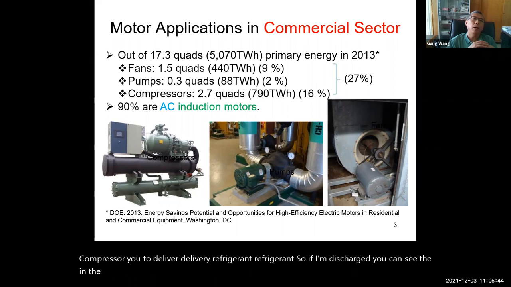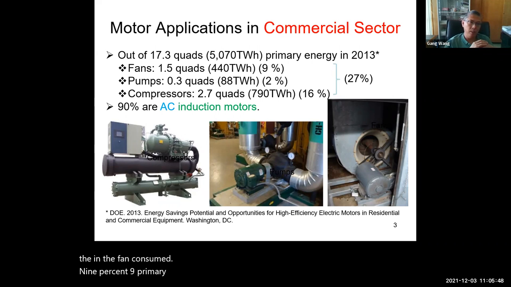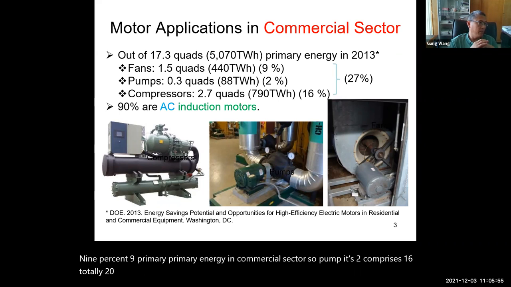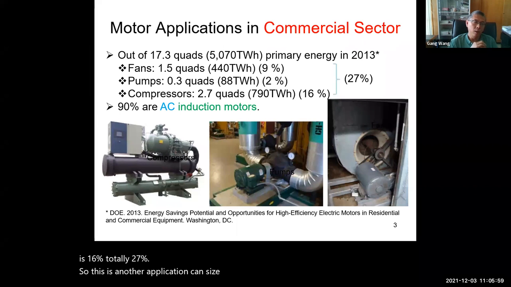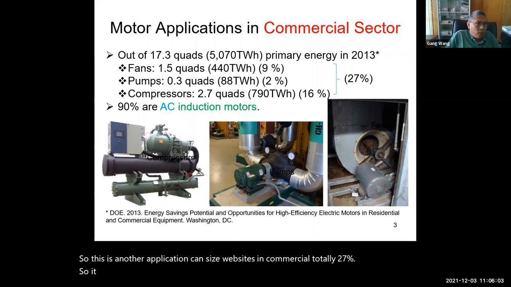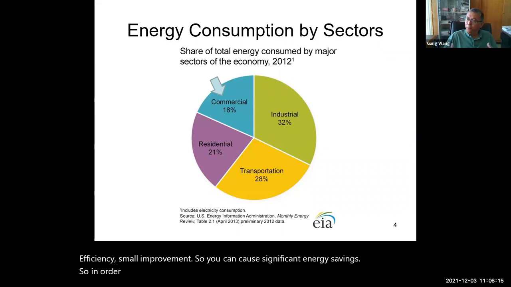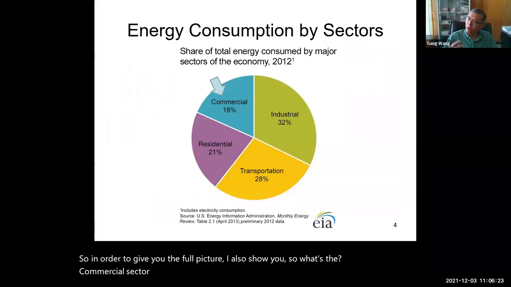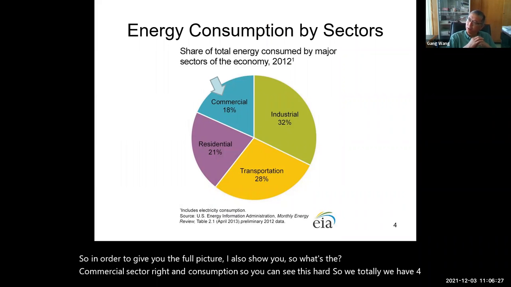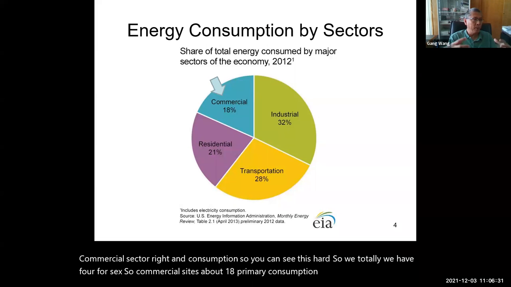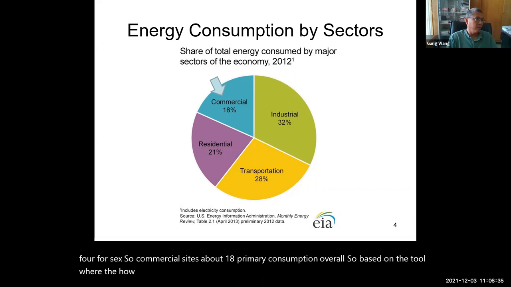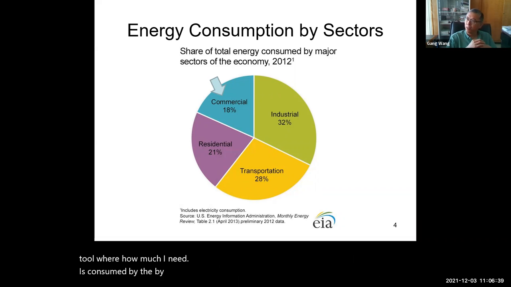From this chart, you can see fans consume 9% of primary energy in the commercial sector, pumps 2%, and compressors 16%, totaling 27%. So this is the application size in the commercial sector, totally 27%. It means if you can improve efficiency, even a small improvement can cause significant energy savings. To give you the full picture, I also show what the commercial sector's consumption is. Looking at this chart, we have four sectors in total, and the commercial sector is about 18% of overall primary consumption. Based on the two, you can know how much energy is consumed by induction motors.